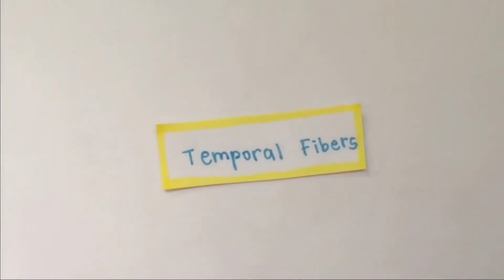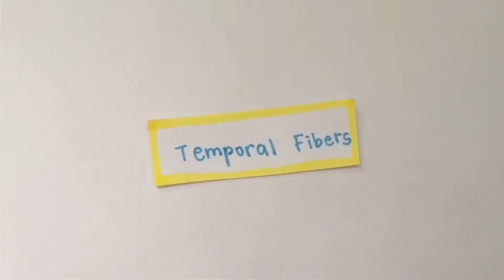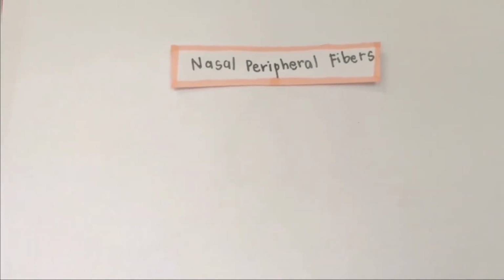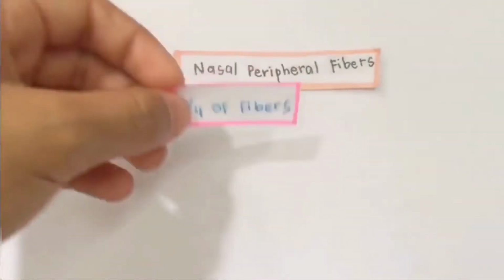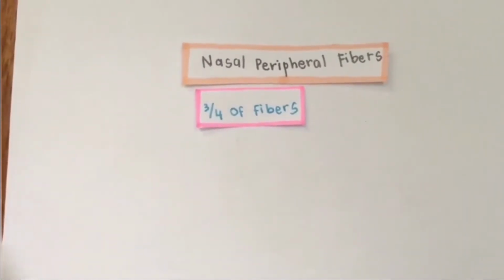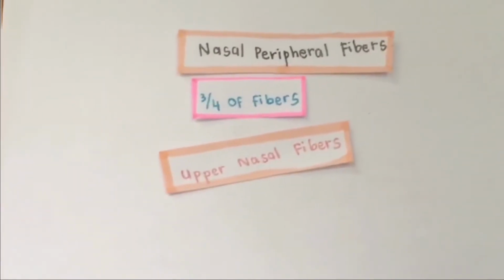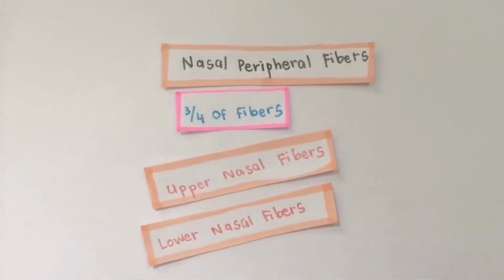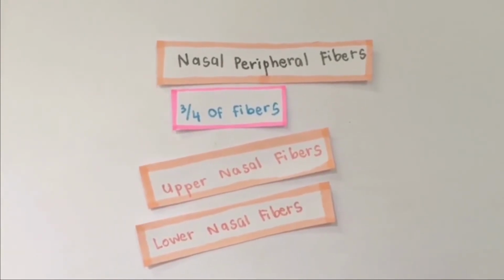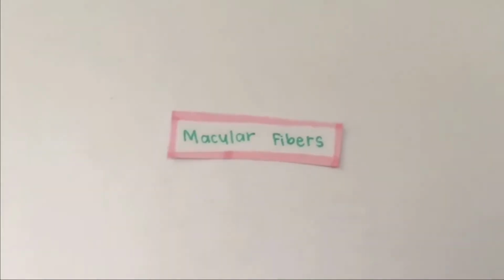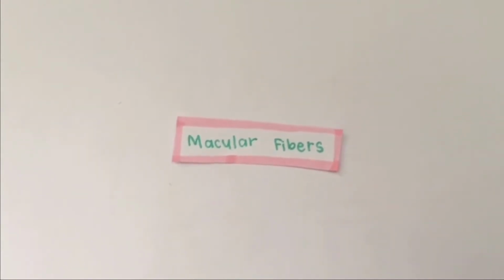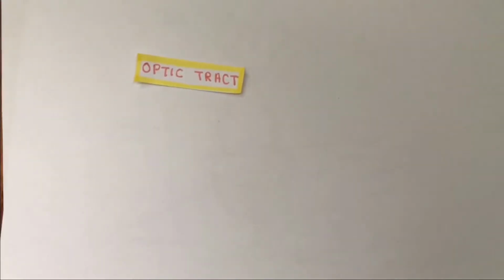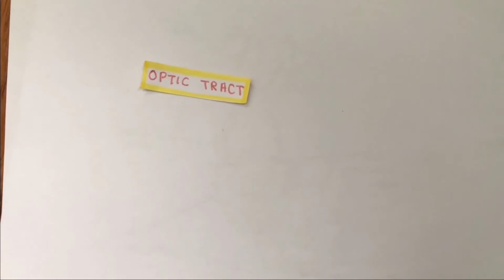Temporal fibers remain uncrossed and run backwards in the lateral part of the optic chiasm. Next are the nasal peripheral fibers. They are 3/4 of the fibers, of which the upper nasal fibers traverse the chiasm high and posteriorly, while lower nasal fibers traverse the chiasm low and anteriorly. For macular fibers in the optic chiasm, some fibers cross and run backwards while some fibers remain uncrossed and run on the same side. Next, the nerve fiber arrangement in the optic tract.